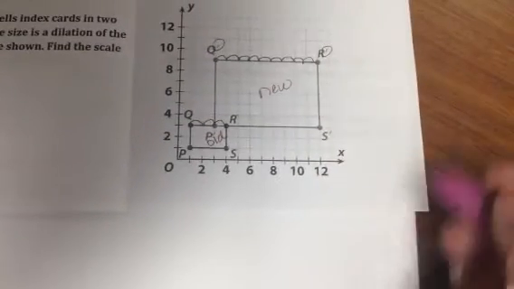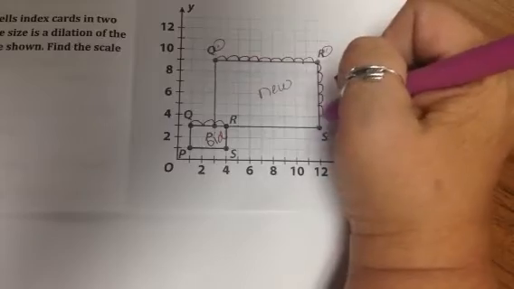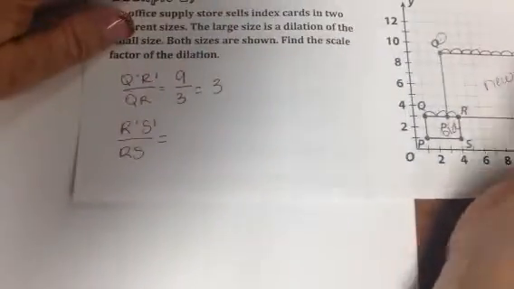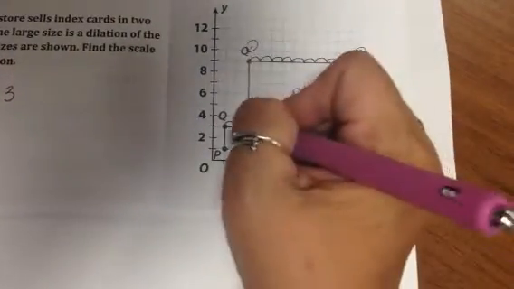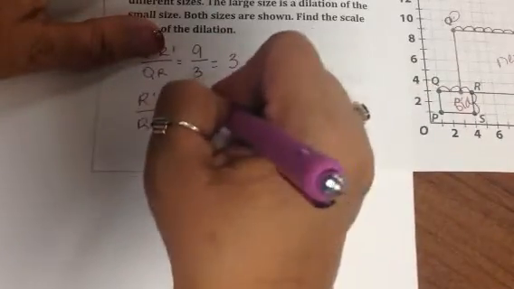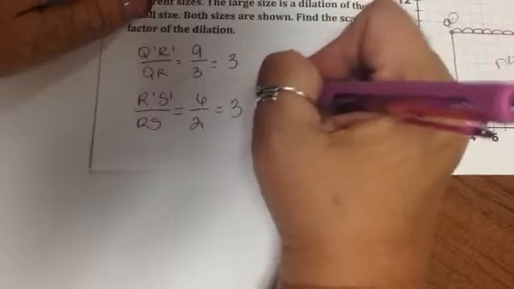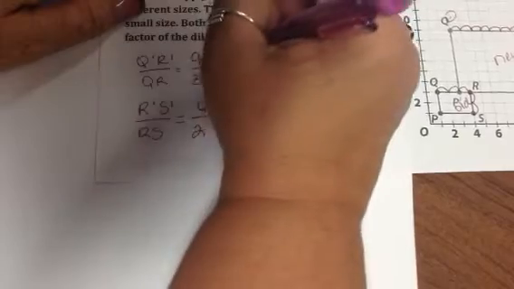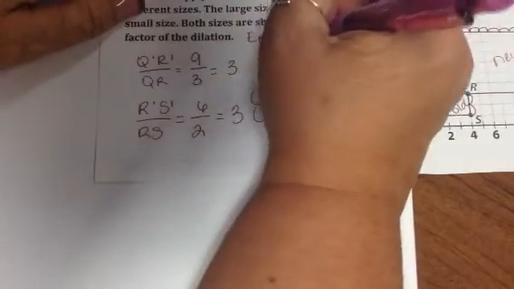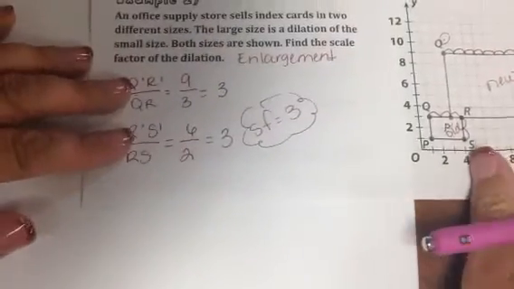Let's go over here and look. We're going to say 1, 2, 3, 4, 5, 6. So R prime S prime is 6 over RS, which is 1, 2. So 6 over 2. And 6 over 2 reduces to 3. So this has a scale factor of 3, which tells us that it is an enlargement. We could have seen that just by looking at the tick marks, but we're going to write it anyway.